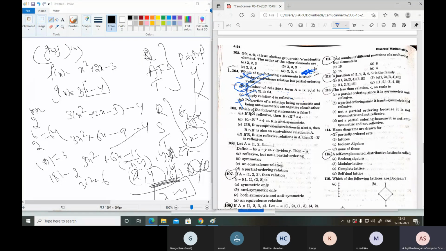And here, which of the following statements is false? Here, which statement is false? So this is true. R intersection R inverse equal to phi, that is antisymmetric. So R and R inverse are equivalence relations. Then R intersection R inverse is also an equivalence relation. So this is true and this is also true and this is also true.